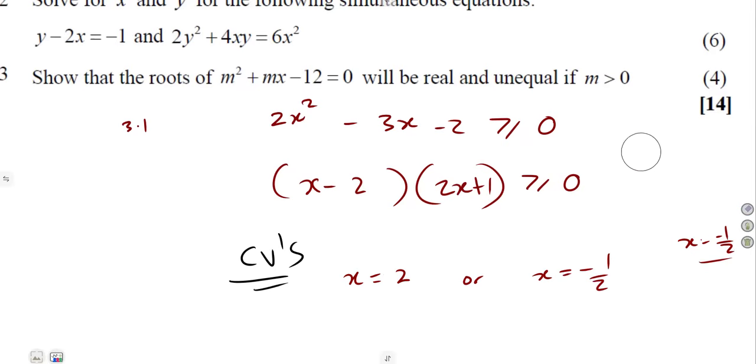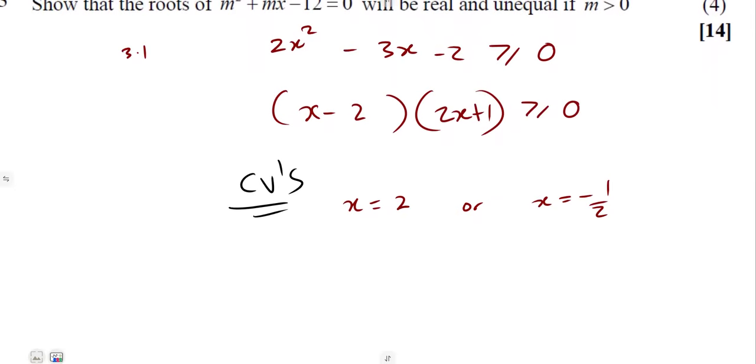So you can use your number line. You can use the graphical method to obtain the exact solutions. Using the graphical method, looking into the coefficient of x squared, that's greater than 0, so it's going to be concave up.